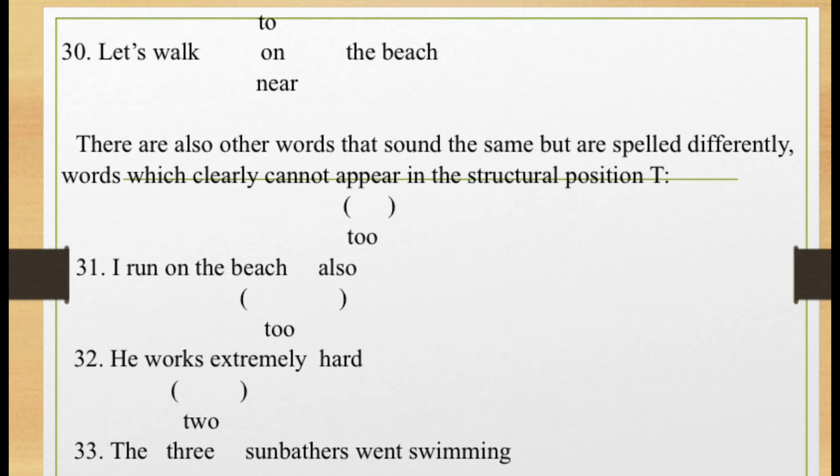There are also other words that sound the same but are spelled differently, words which clearly cannot appear in the structural position T. I ran on the beach too. I ran on the beach also. He works too extremely hard. The two sunbathers went swimming. The three sunbathers went swimming. The infinitival to has a special role in the grammar, a role that it places in the T position, which is relative to the tense of the clause.